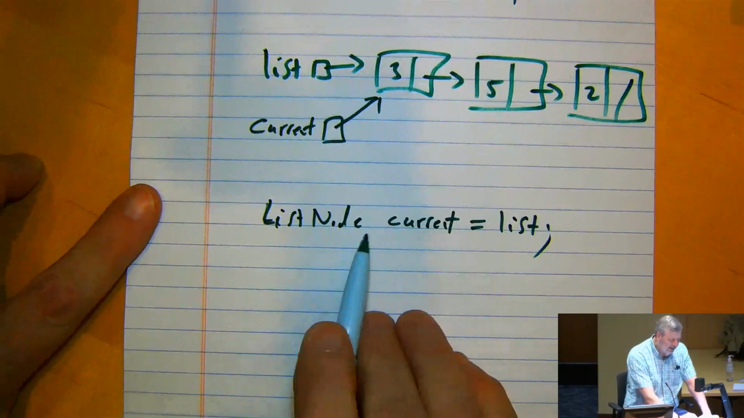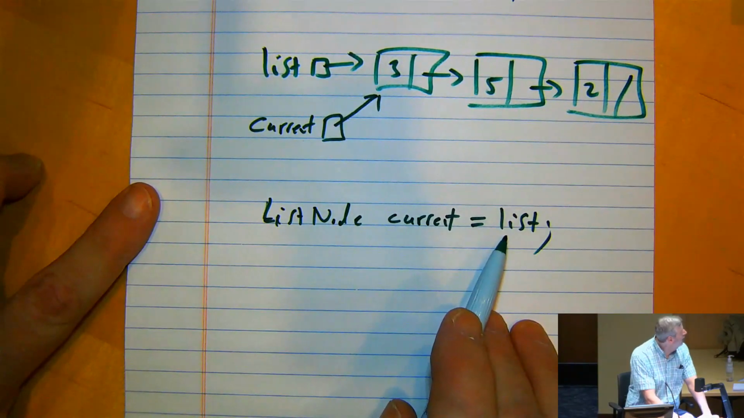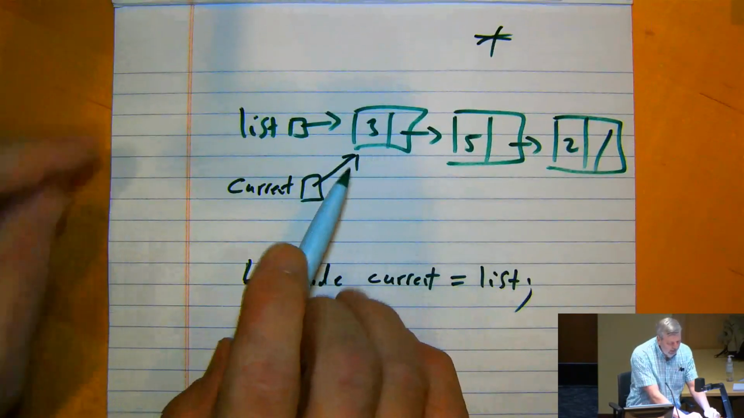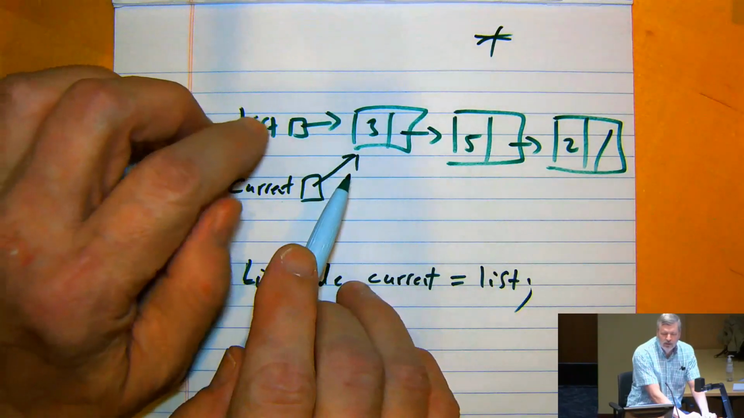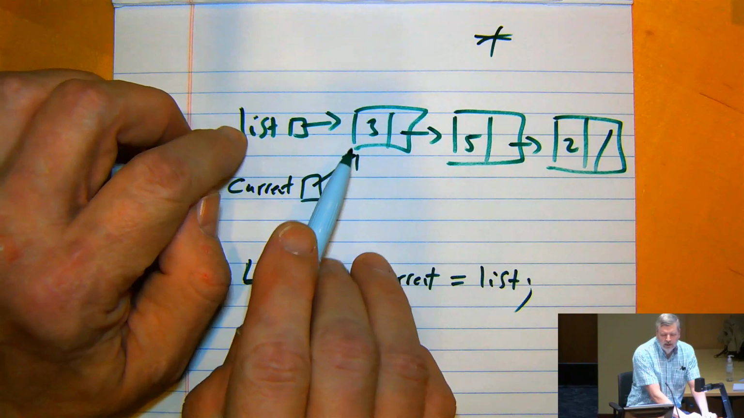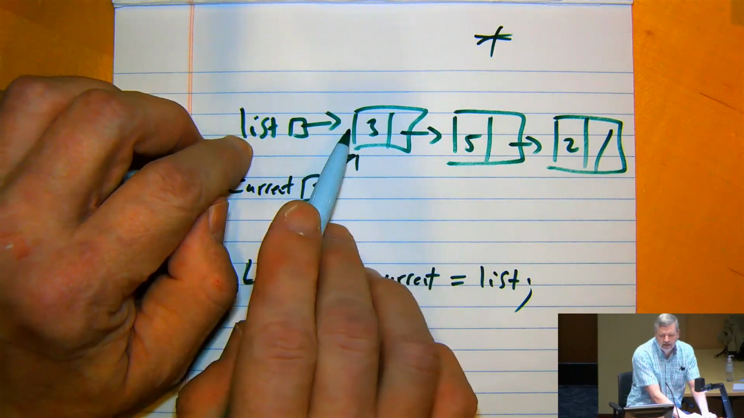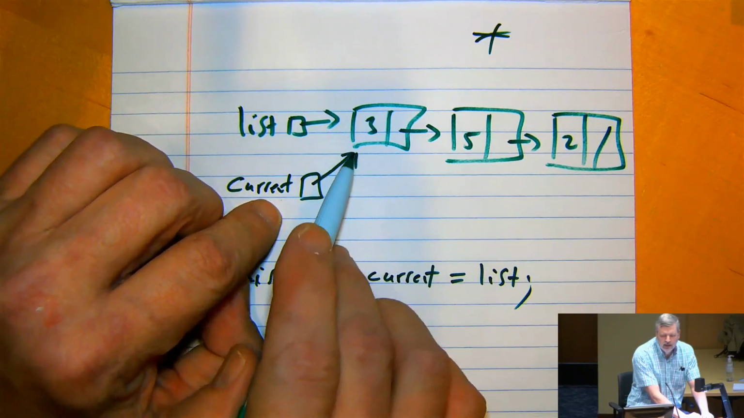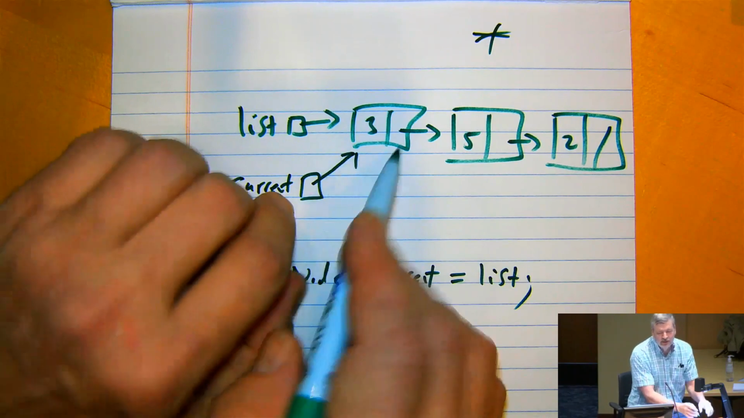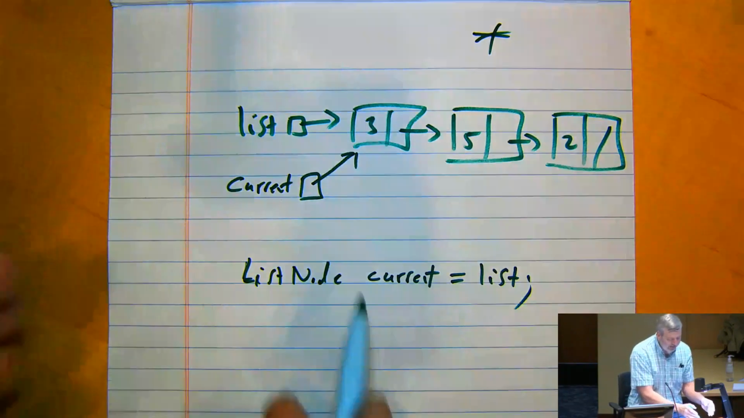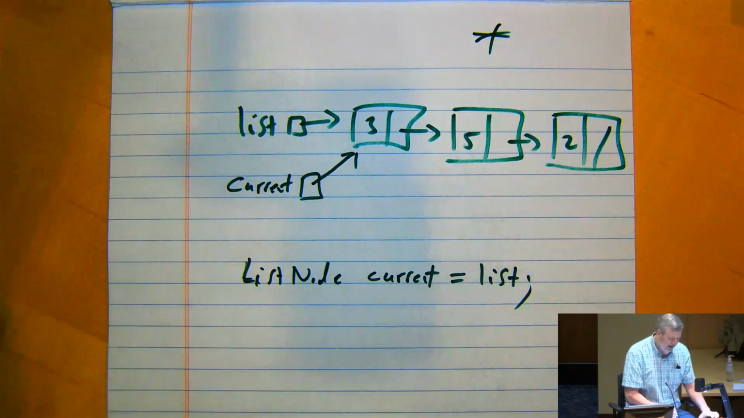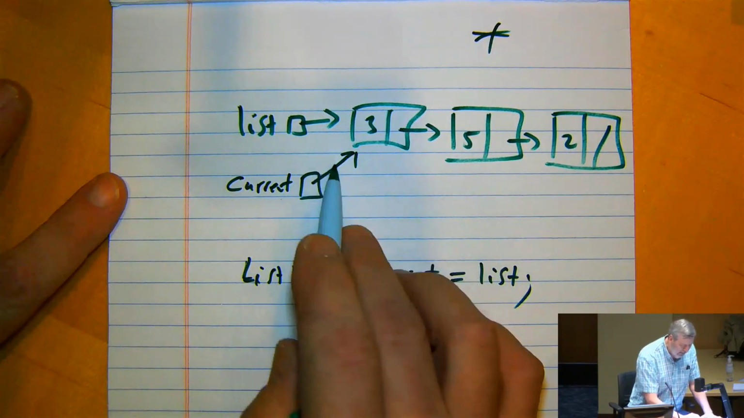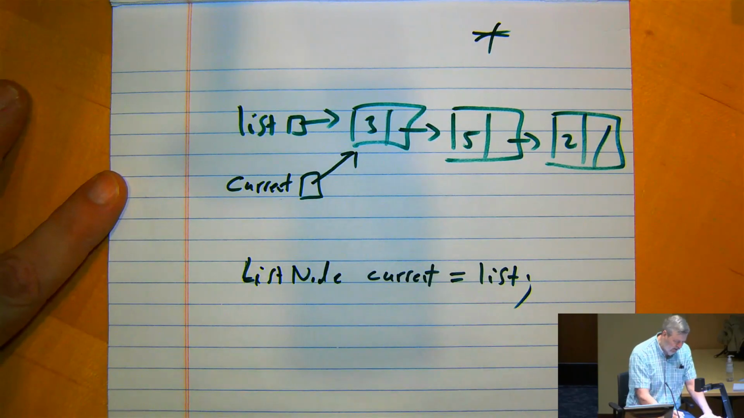Okay, so ListNode current starts at list. Now, when I have arrows pointing at a node like this, sometimes students ask me, what does it mean to point at the left-hand side of the node versus pointing at the lower left corner? And the answer is it makes no difference. I'm just pointing towards a node, so pointing means pointing. So these are the same. They're both pointing at this node that has the 3 in it.